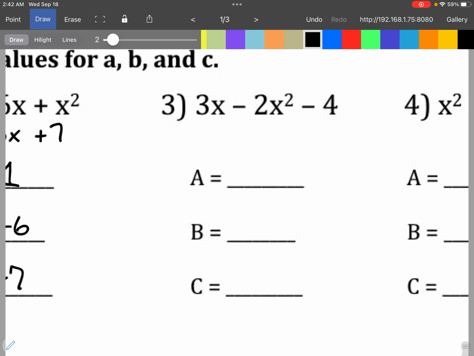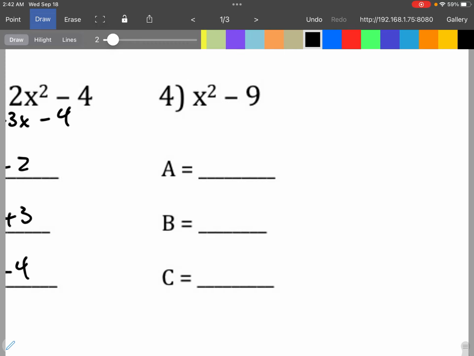This guy right here is also out of order. The x squared should be negative, so negative 2x squared, positive 3x, and then minus 4. A is negative 2, B is positive 3, and C is negative 4.